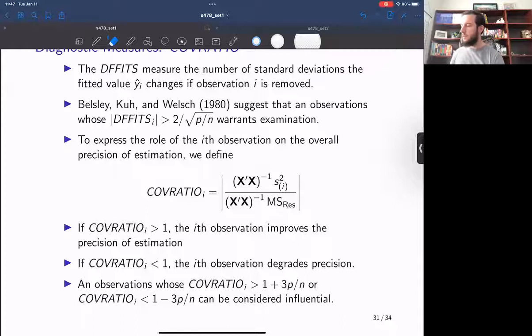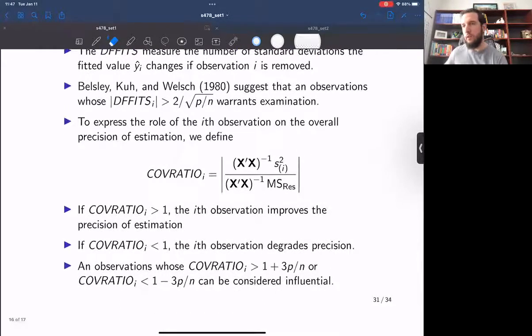Okay, the last quantity that I wanted to review is the COVRATIO quantity. This is a quantity that's used to determine the impact of the observation on the precision of estimation. So obviously we would like higher precision. So following from the definition given on slide 31, if the COVRATIO for the ith observation exceeds 1, we would say it improves estimation. If it's less than 1, we would say it degrades estimation. And we can also say that if the COVRATIO is outside of 1 plus or minus 3p over n, this point can be considered influential.